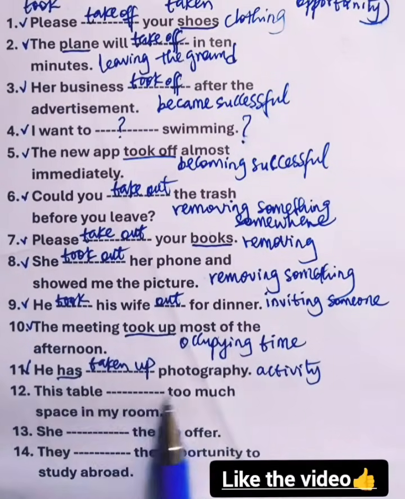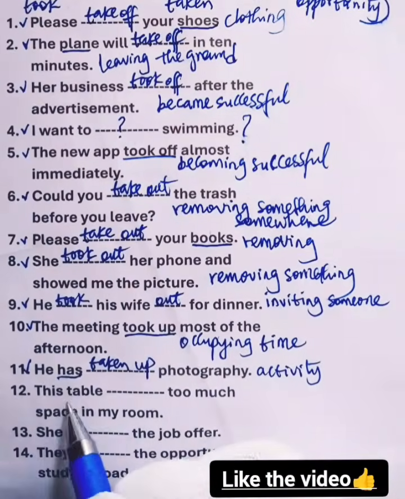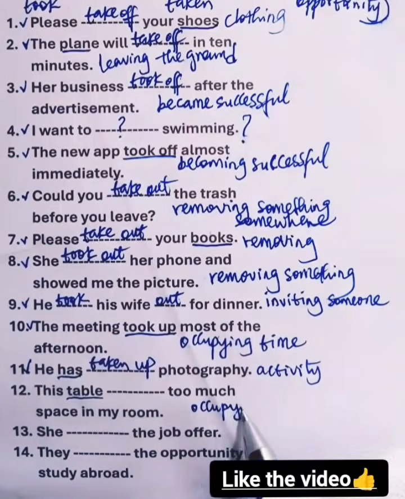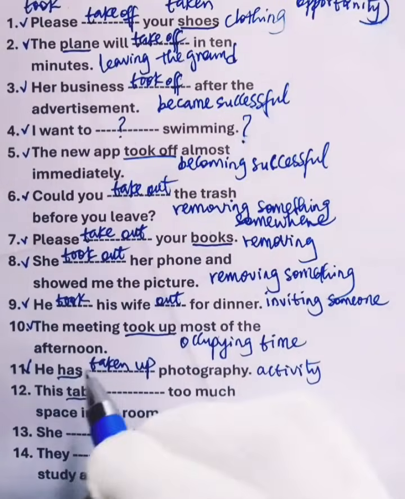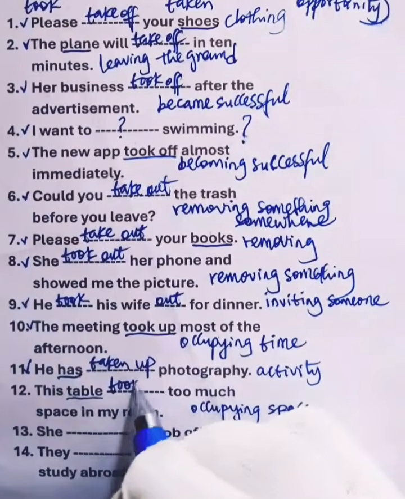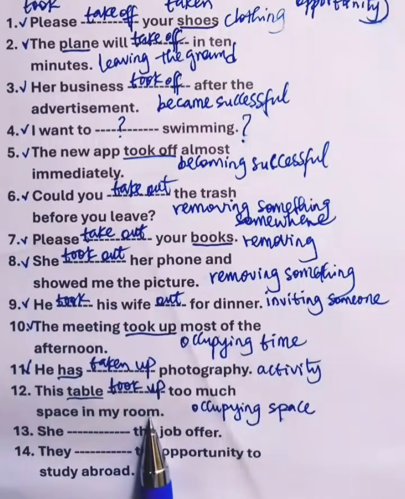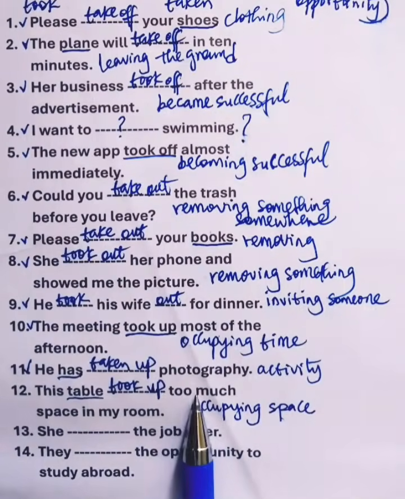Next, this table blanked too much space in my room. Here, we are talking about the table occupying much space. It's a past action, so we need to use the past tense of take, which is took. Took up. This table took up too much space in my room. So the table consumed a lot of space in my room.